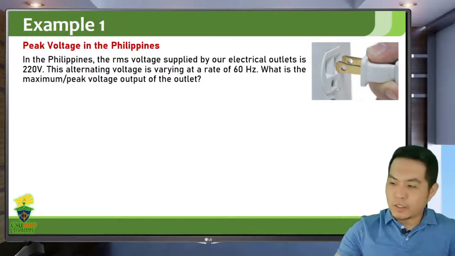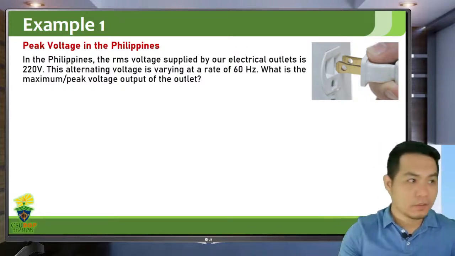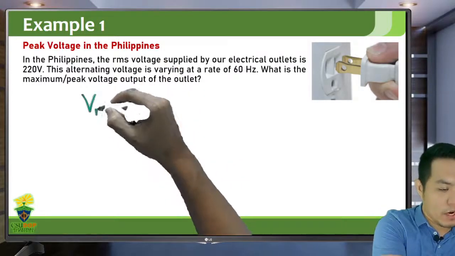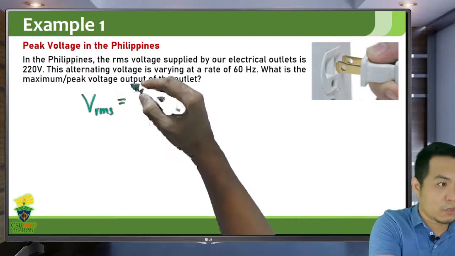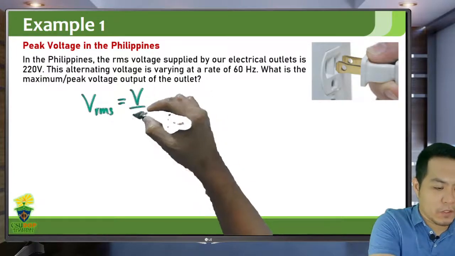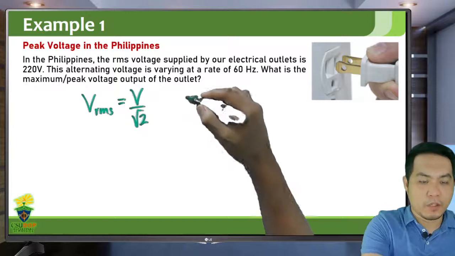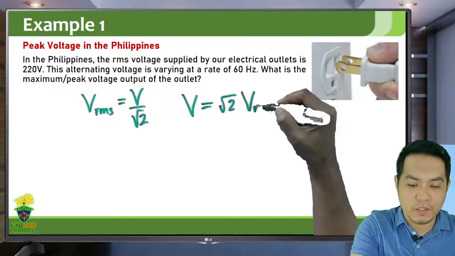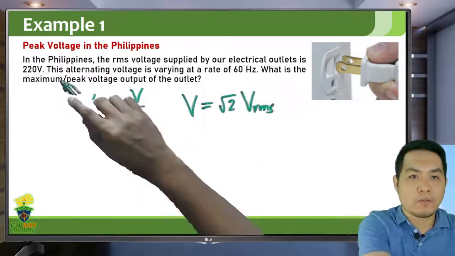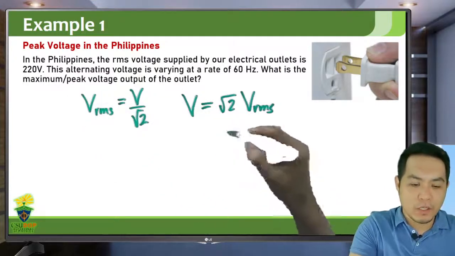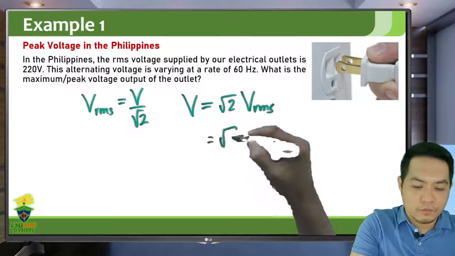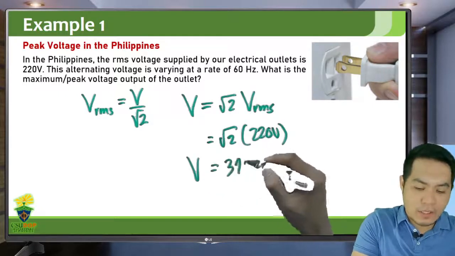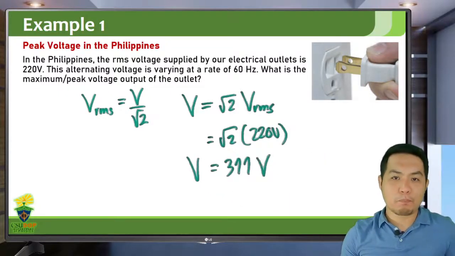From the formula, Vrms is just equal to V, the peak voltage, over square root of 2. Therefore, I can solve for the peak voltage as square root of 2 times Vrms. So you just multiply 220 volts by square root of 2, and you will get 311 volts. This is the peak voltage.